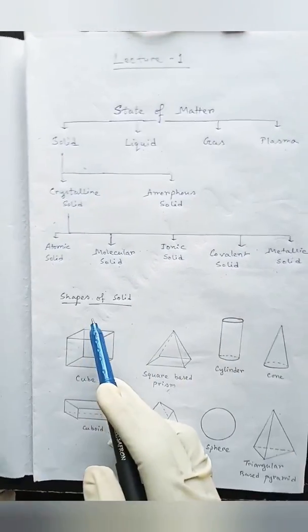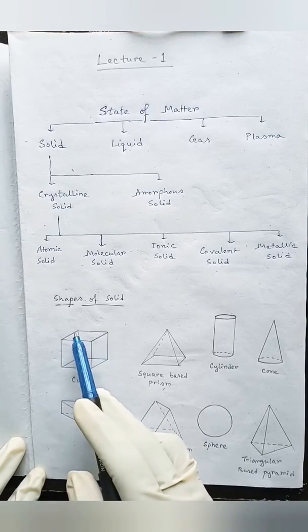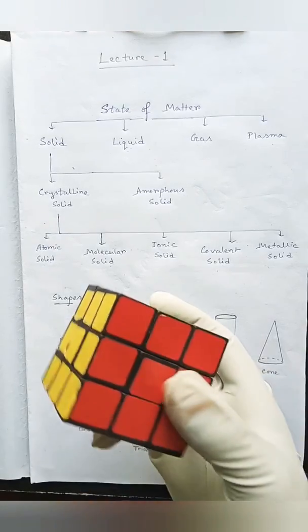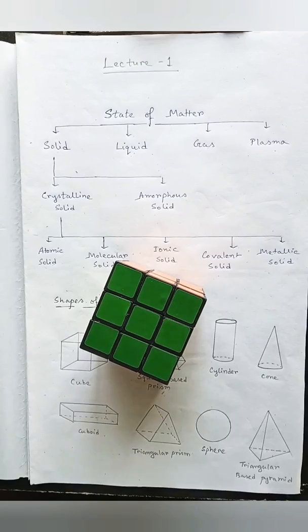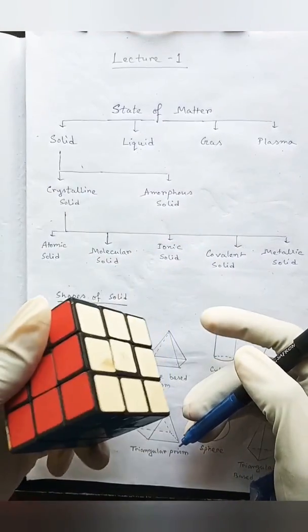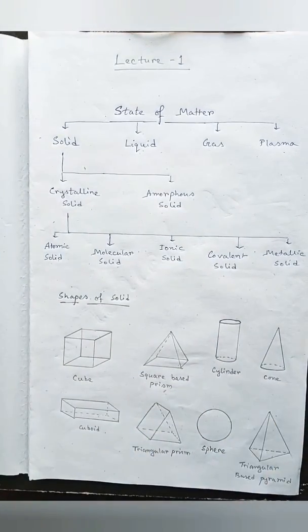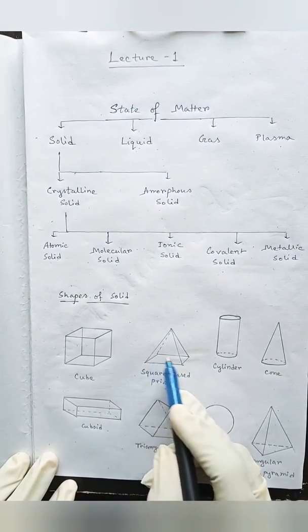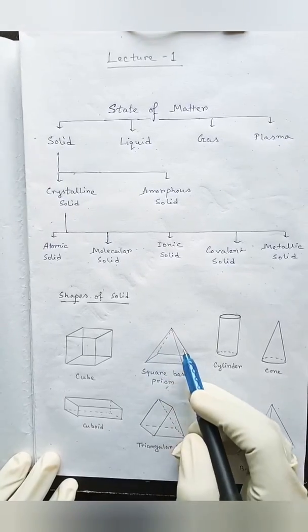Now let's see the shapes of solid. This is a cube. All sides are equal length. I have an example. This is a Rubik's cube. This is the typical example of a cube. These all lengths are equal. Now the next one is a square-based prism. This is a square which is the base of the structure, and this is a prism.